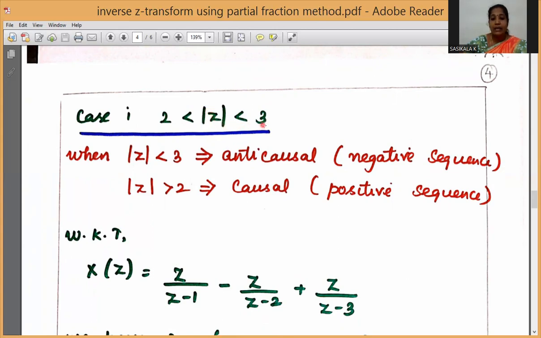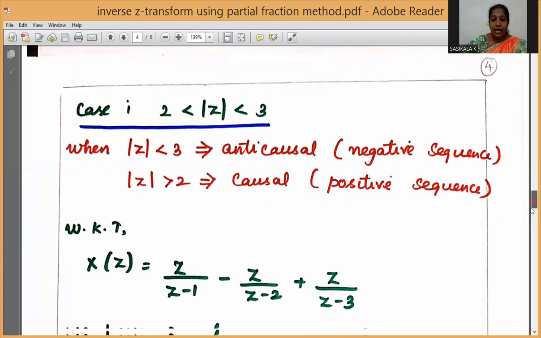When |z| is less than a value, that is, when we have the less than symbol, then this is called an anti-causal sequence or a negative sequence. Here, the second term is 2 less than |z|, or we'll say |z| is greater than 2. When |z| is greater than 2, we'll call it a causal sequence, that is, a positive sequence. So, this is our X(z).